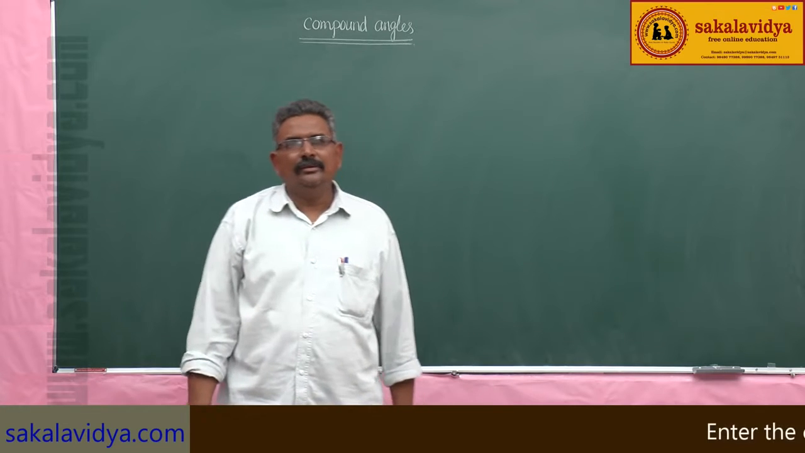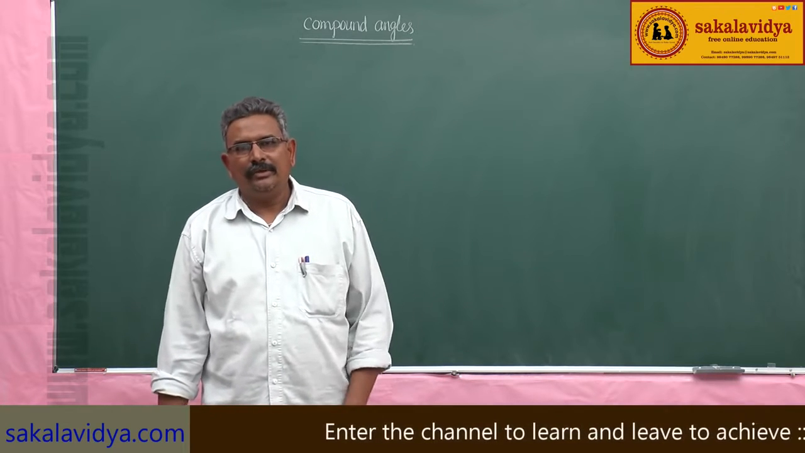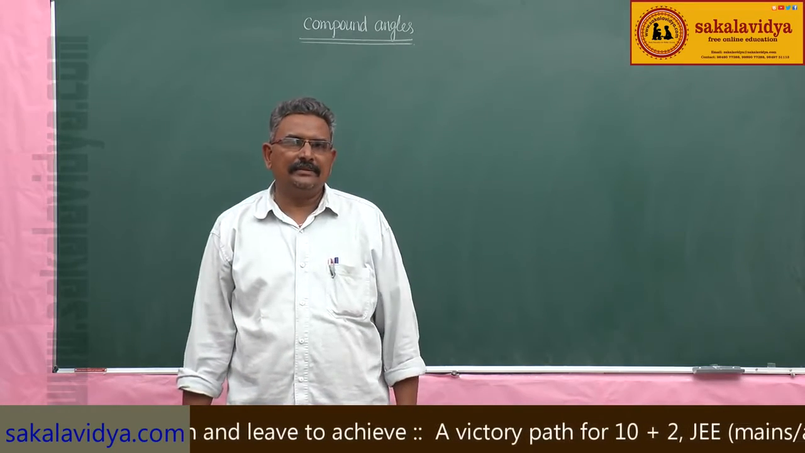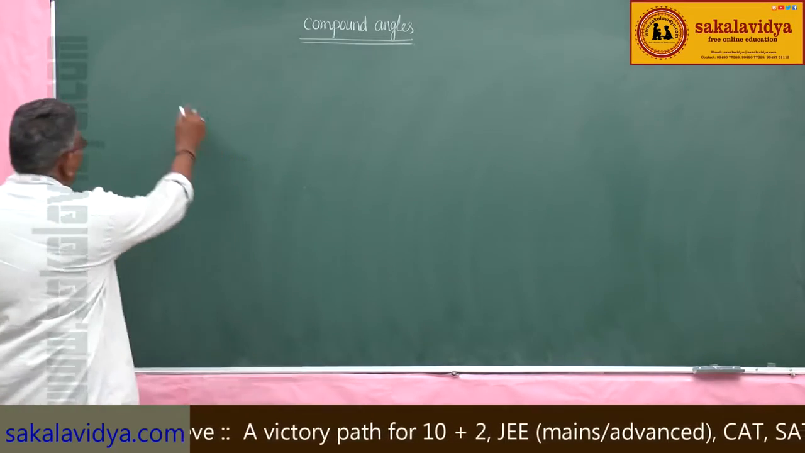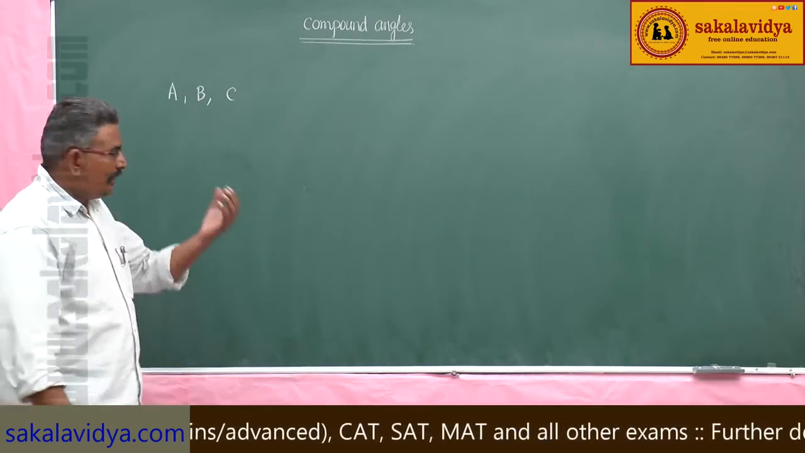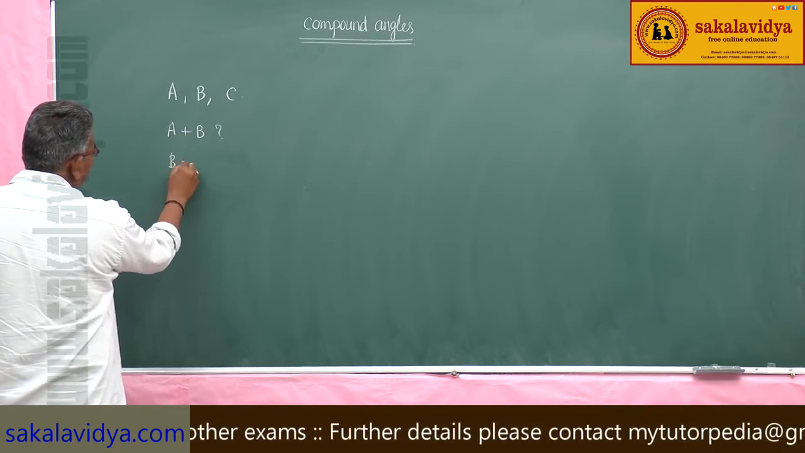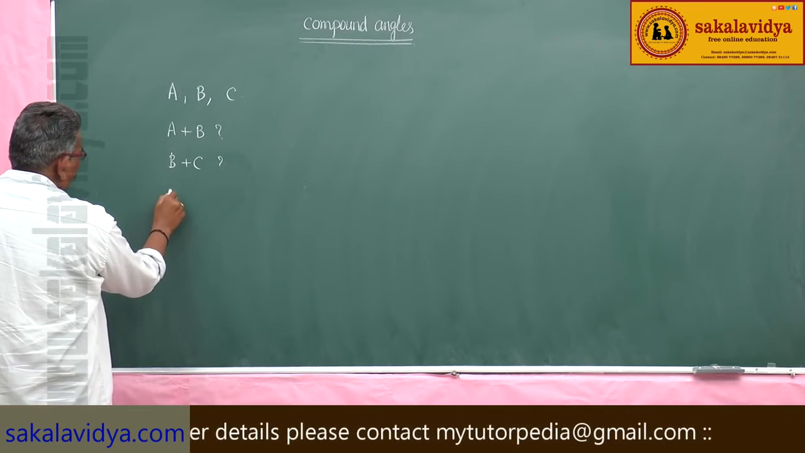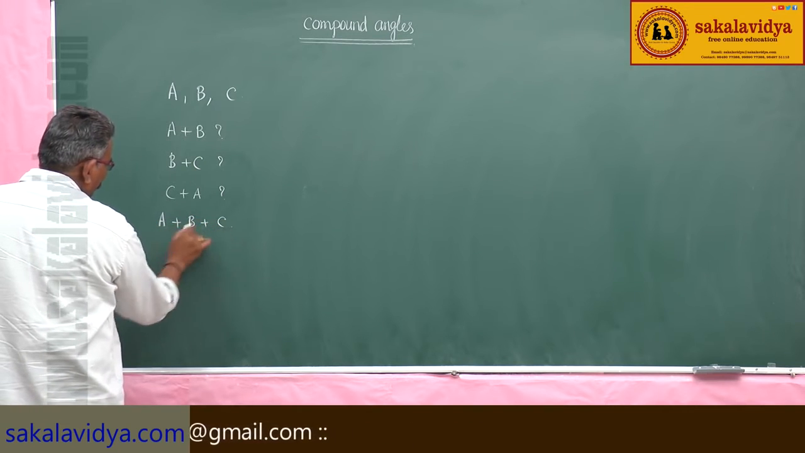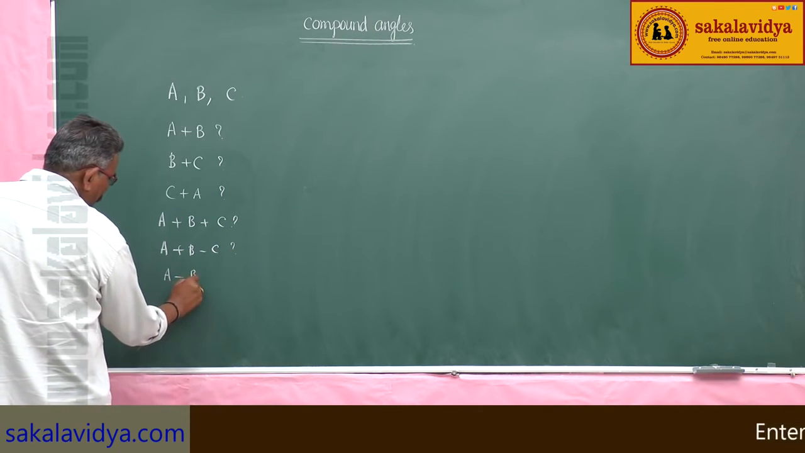In the last session, we discussed trigonometric ratios. So now we are going to discuss compound angles. What is meant by compound angles? We know the angles, for example, say A, B, C. Now, can we define A plus B? Can we define B plus C? Can we define C plus A? And can we define A plus B plus C? Can we define A plus B minus C? Can we define A minus B minus C?